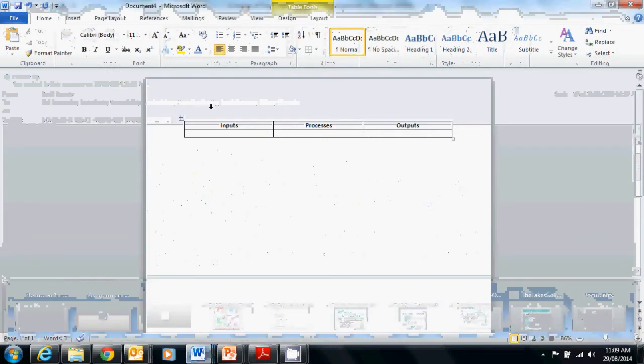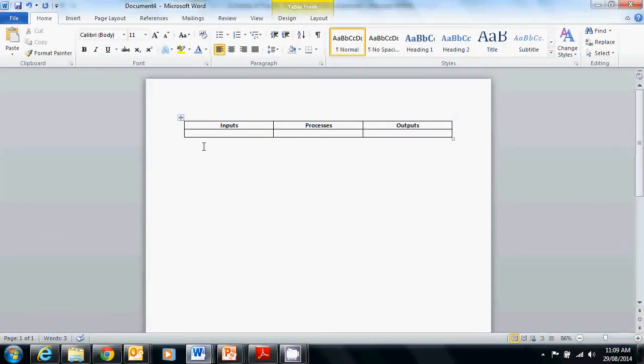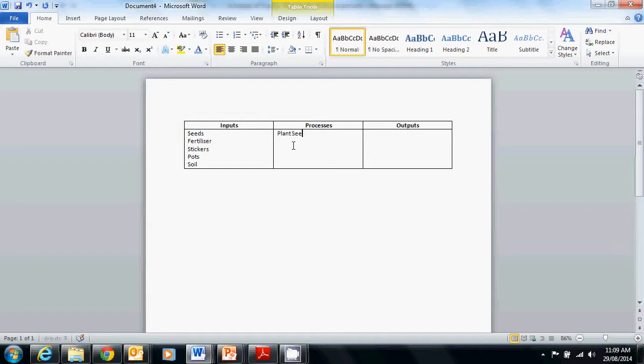So for my dodgy seedling business, the inputs that we're going to have there are seeds, fertiliser, stickers for the labels, pots, soil. They're going to be the key things. The processes: plant the seedling, water until 5 centimetres high, and package.